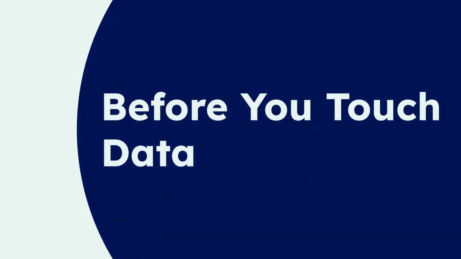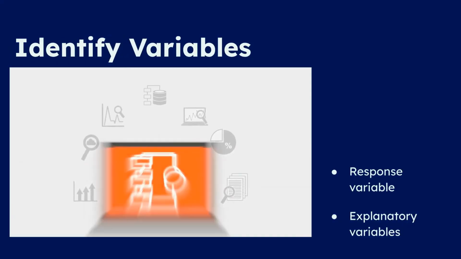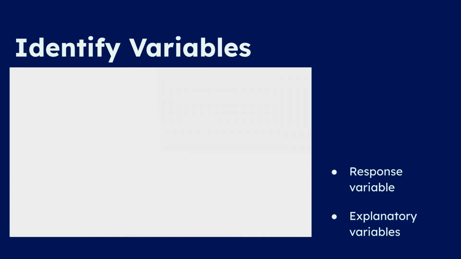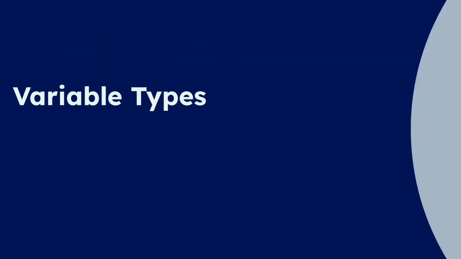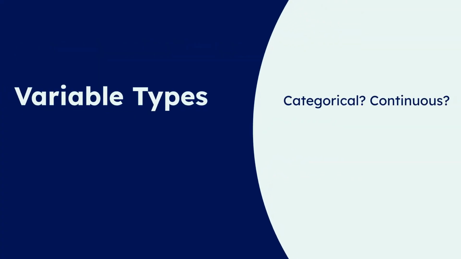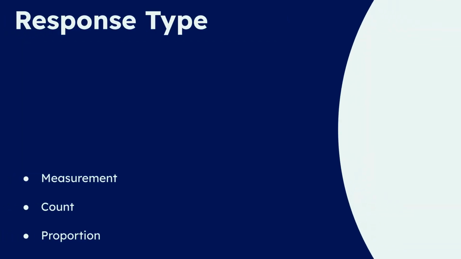Before you dive into the code, you must first ask yourself the right questions about your data. First, identify your response variable, which is what you are trying to predict or explain. Then, identify your explanatory variables, which influence the response. Next, determine if your variables are continuous or categorical. Continuous variables can take any value, while categorical variables fall into a limited number of categories. Finally, classify the type of response variable. Is it a measurement, a count, a proportion, time to event, or a category?